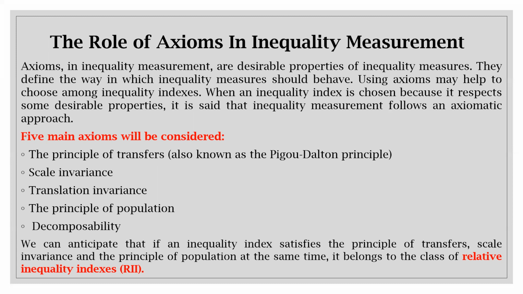Okay, the next is scale invariance. The third one is translation invariance. The fourth one is the principle of population. Fifth is decomposability. We can anticipate that if an inequality index satisfies the principle of transfer, scale invariance, and the principle of population at the same time, it belongs to the class of relative inequality indexes.